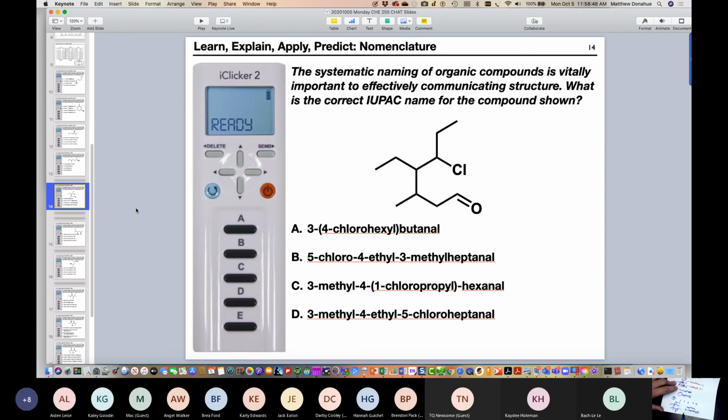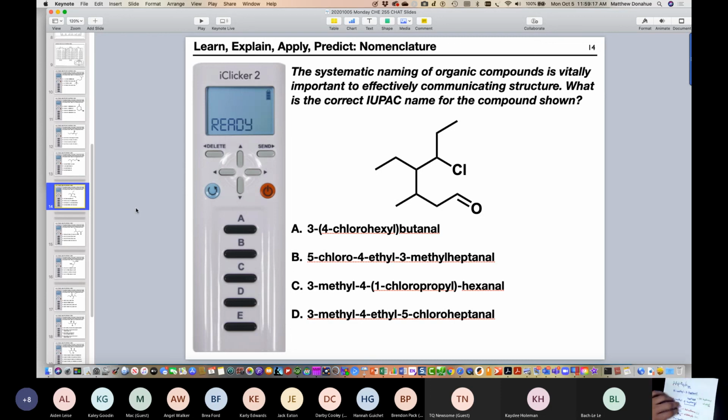The other part of it would remain the same. We would have 5-chloro, 4-ethyl, 3-methyl, 2-heptanone. So for some of these functional groups, you do have to specify the location of the main functional group. For some, you do not because it's implicit by what the functional group is.